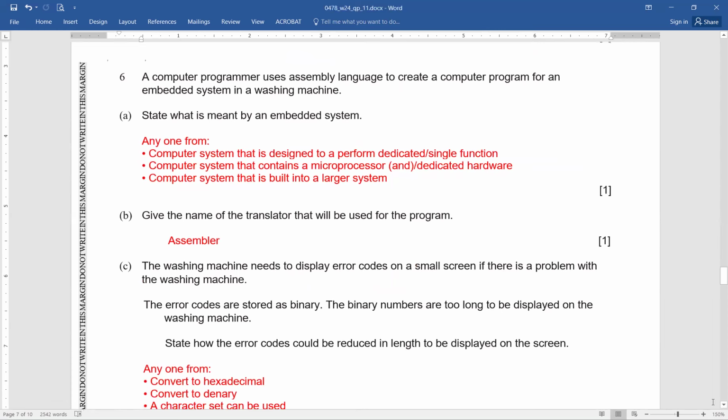Now, question number 6. A computer programmer uses assembly language to create a computer program for an embedded system in a washing machine.